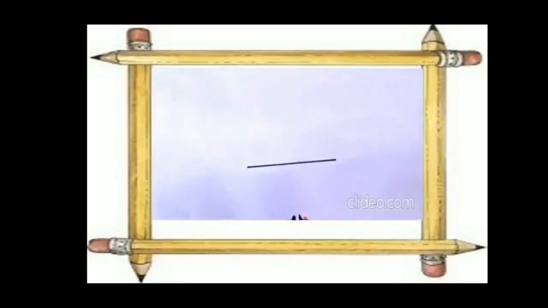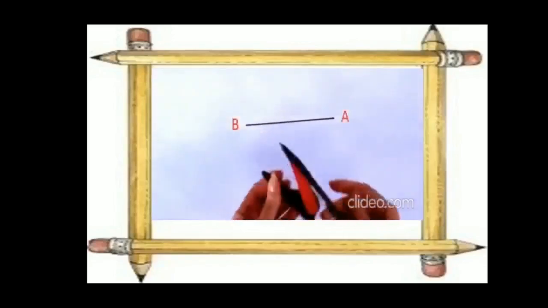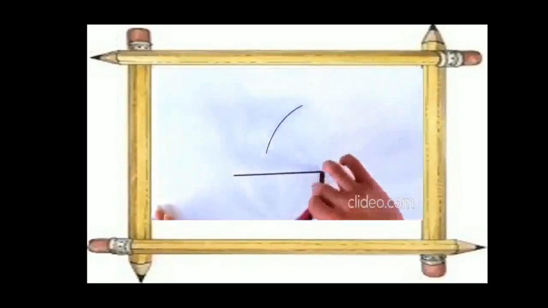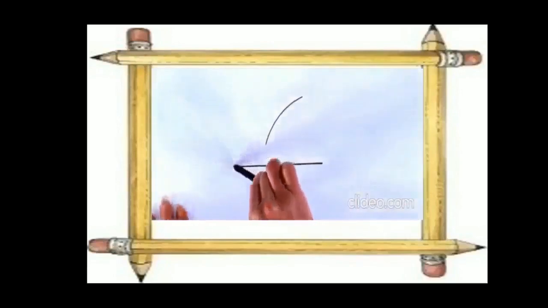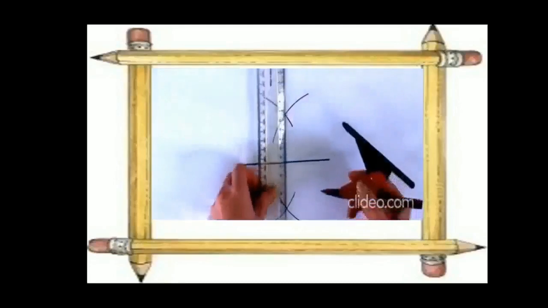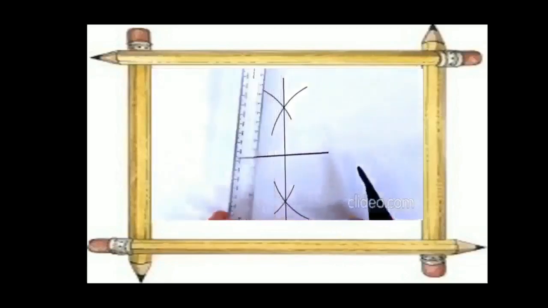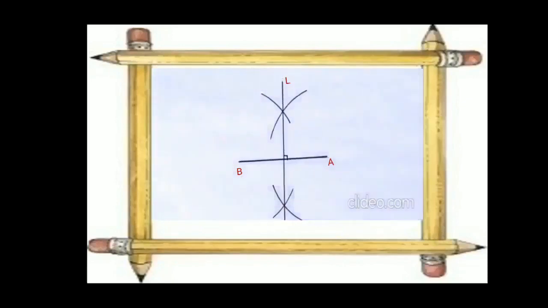Draw a line of any measurement using a scale. Take your compass, and the line name is AB. Keep your compass on point A, and see that the measurement is more than half of the line. The radius taken, cut two arcs on top and bottom, and use the same measurement to cut two arcs on top and bottom from the other point. So you will get two points where the arcs meet, and join those two points from top and bottom. This line which you got here will be the perpendicular bisector of line AB. You can measure and check whether it is correct using your protractor.